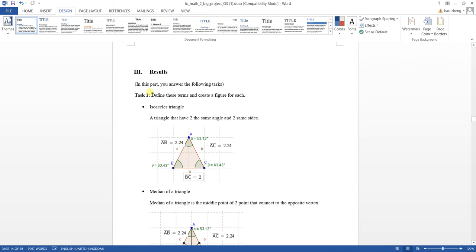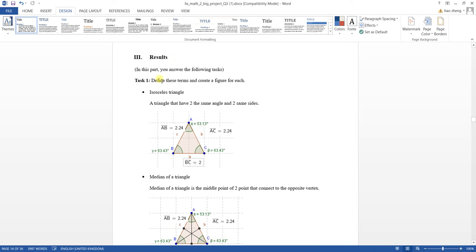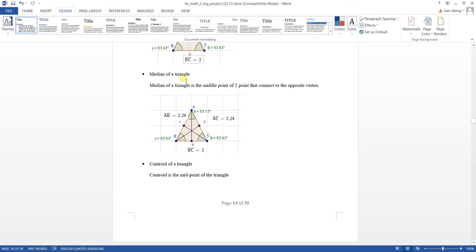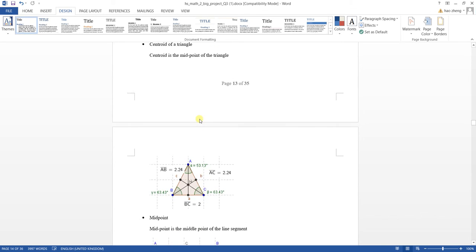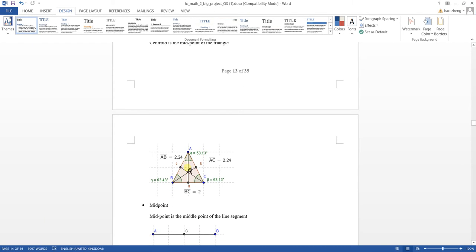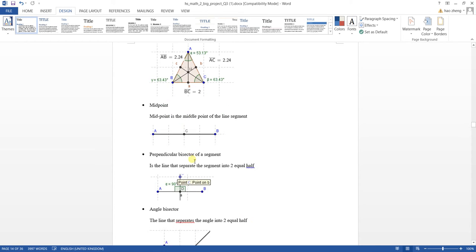Okay, so let's start with this one. Here's what I should do, the task. An isosceles triangle has two equal sides and two equal angles. As you can see here, it has two equal sides and two equal angles. A median of a triangle connects the midpoint of a side to the opposite vertex. You see here, the segment that connects to the vertex is called the median. And the centroid is the point where they intersect.